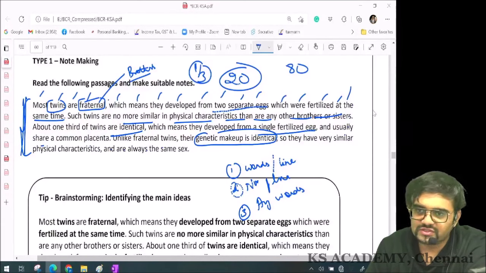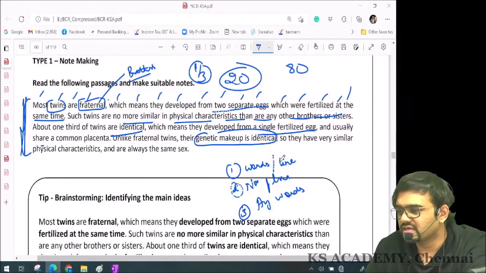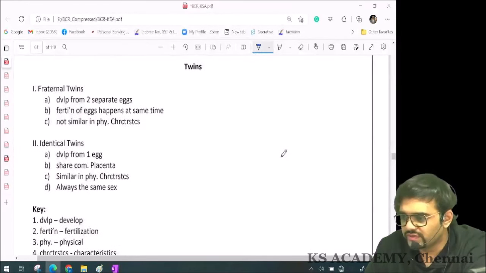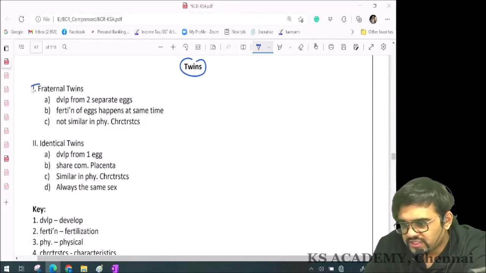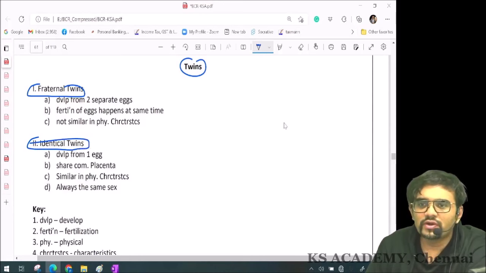So, if you see, first one is what? It is basically the entire note making scenario. First is what? Twins. So, first part is fraternal twins, second part is identical twins. And just the important points.